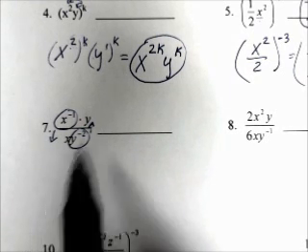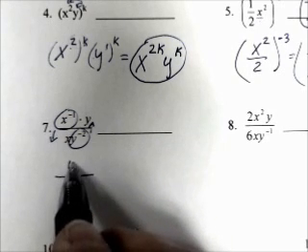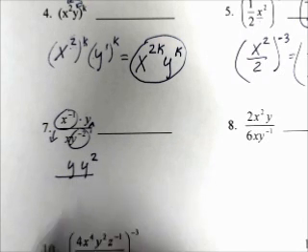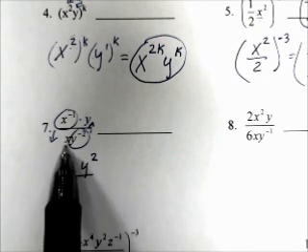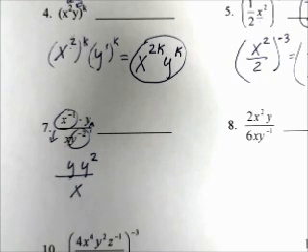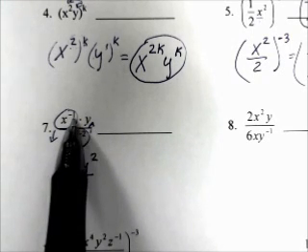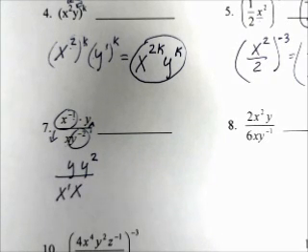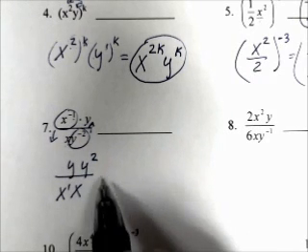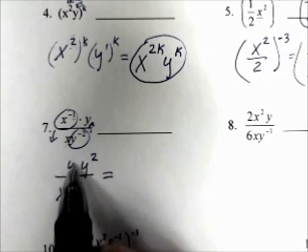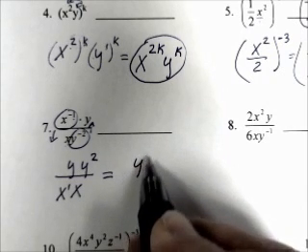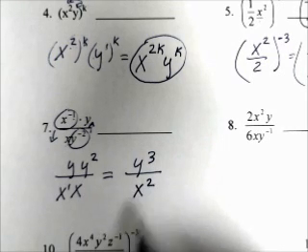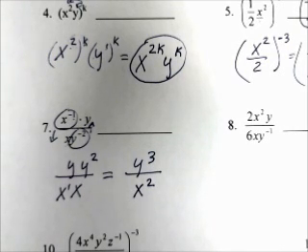Okay, so what's happened is this y here has stayed. The y to the negative 2 in the denominator has moved up to be a y to the positive 2 in the numerator. The x in the denominator has stayed, and the x to the negative 1 in the numerator has pushed down into the denominator to be an x to the positive 1. And what we have here, y to the first times y to the second is y to the third. And x to the first times x to the first is x to the second. So we have y to the third over x squared.